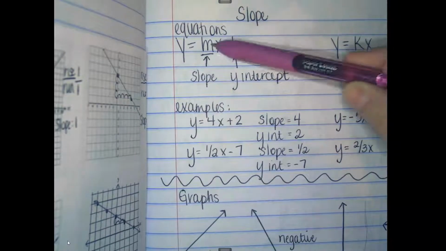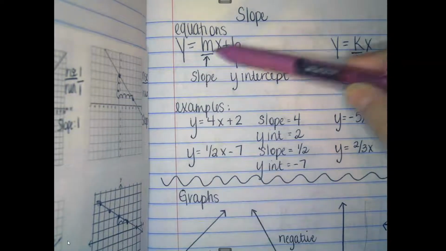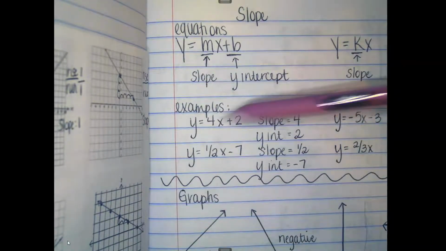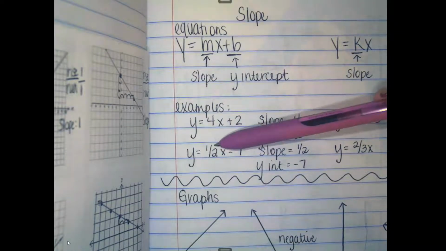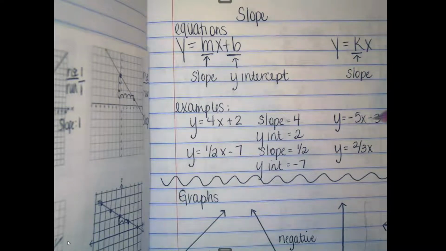The slope is going to be what's in front of that x, that coefficient. So 4x plus 2, slope is 4. 1/2 x minus 7, the slope is 1/2. -5x minus 3, the slope is -5. 2/3 x, the slope is 2/3.